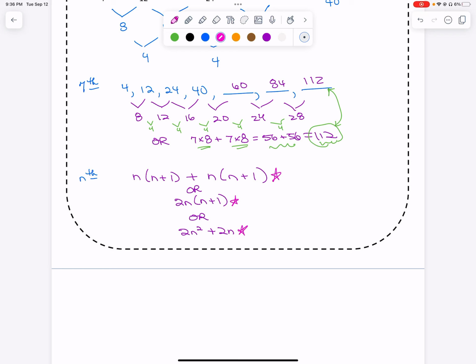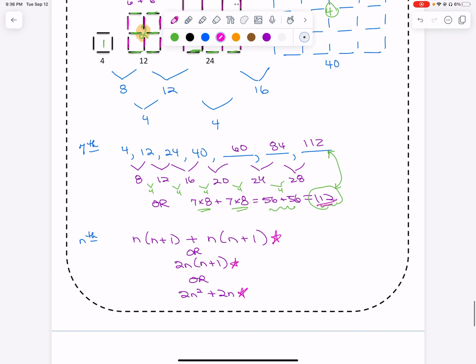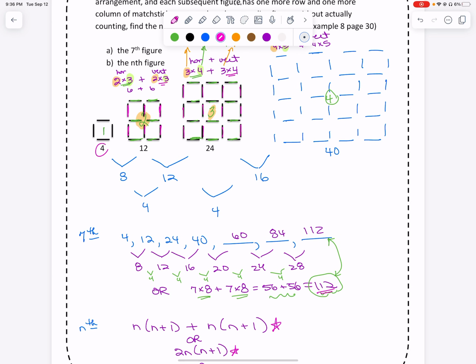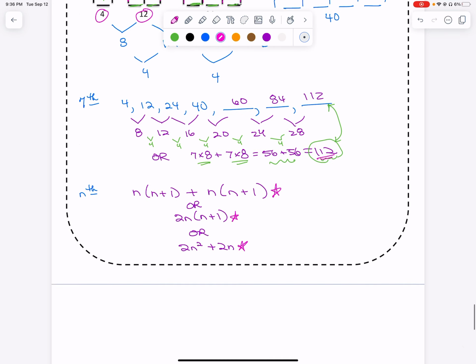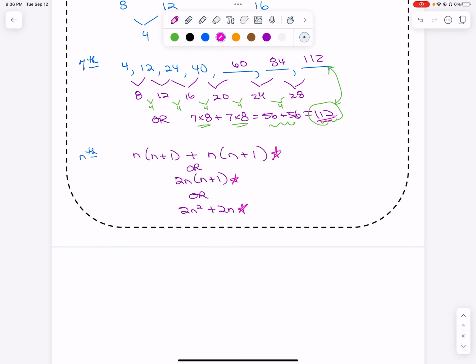Okay, because any one of them is going to give you 112 if you put in 7, or it's going to give you 4 if you put in 1. It's going to give you 12 if you put in 2. All of those, any of those would be the correct answer. So that is the end of this section.